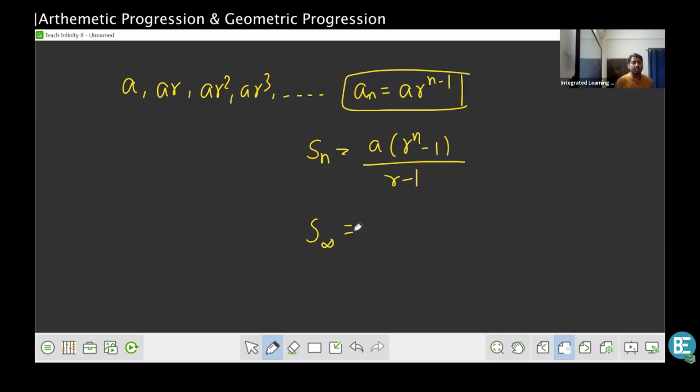That's not a problem. The problem is the terms keep on increasing or decreasing, so ultimately they're not bounded. If the common difference is positive, the next number is bigger and bigger and it will never end. And if the common difference is negative, the next number is smaller and smaller, and if we don't consider the sign, it is again a very big number, minus infinity. So it's never ending, and you can never add them. But in GP, it is possible in some special case.